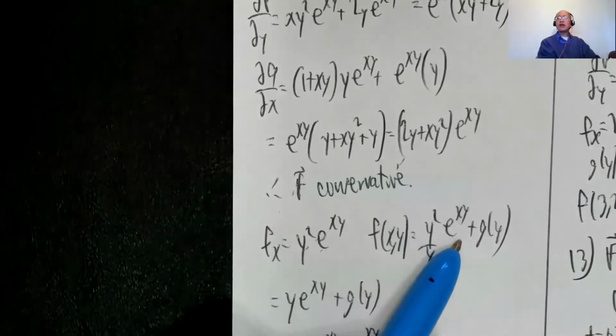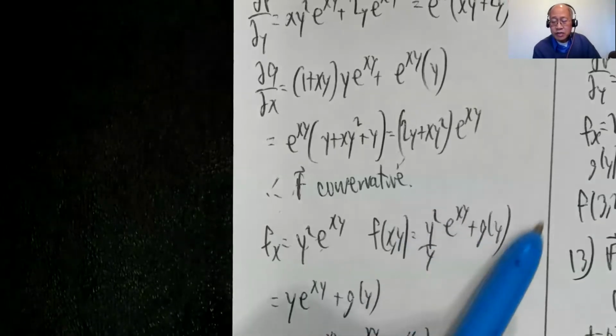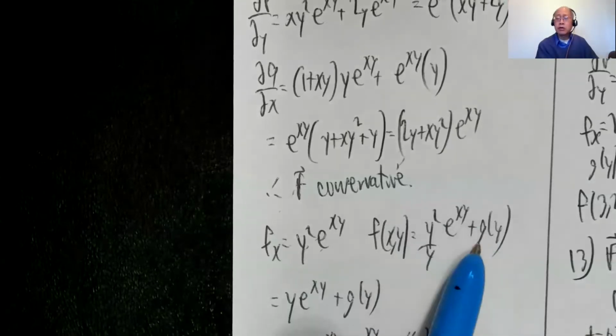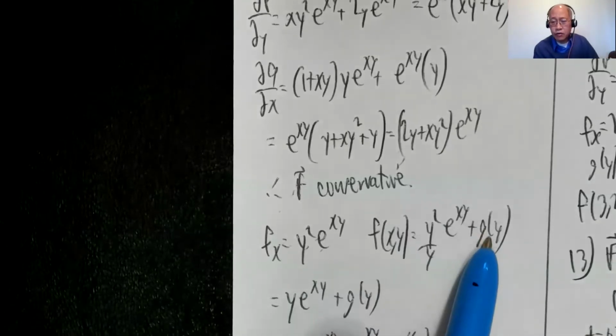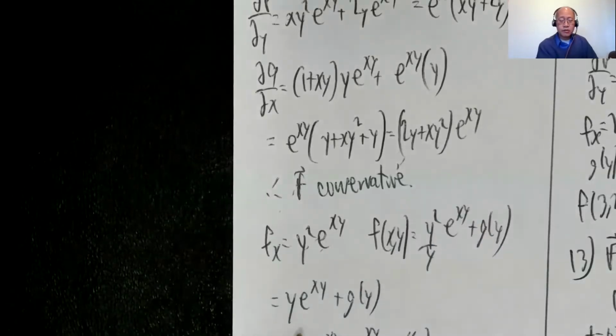But you might also have a function of y, g of y, because if I have some function that only has y, it can be y squared, tangent y, square root of y. The derivative with respect to x is 0. So I've got to have a whole bunch of stuff involving y. Okay, by the way, double check this, y e to the xy.